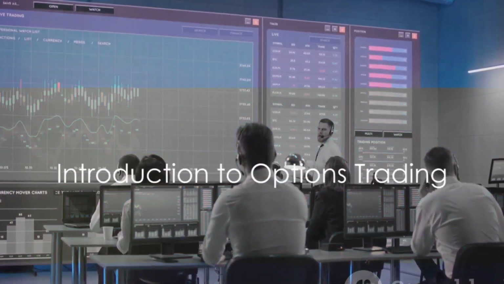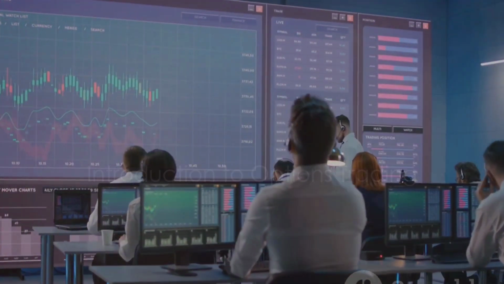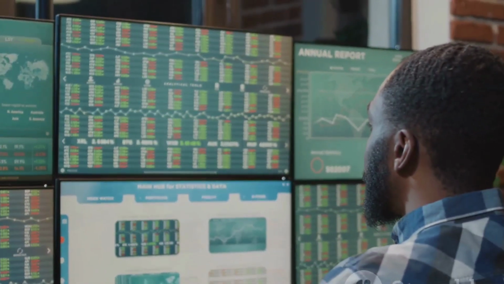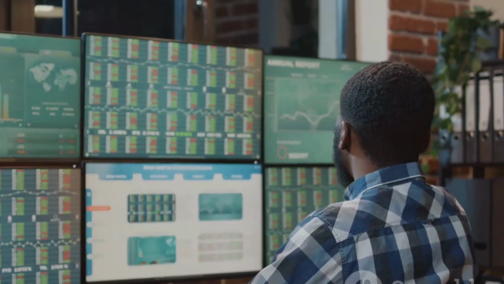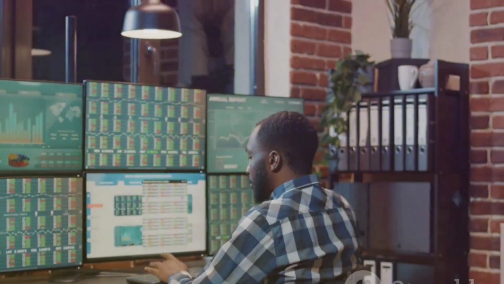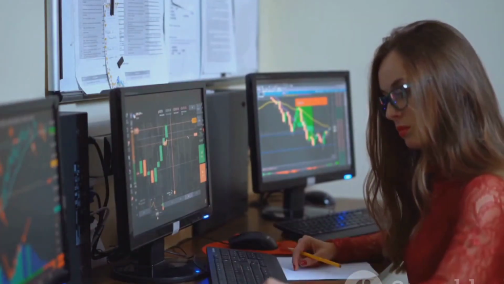Have you ever wondered how options trading works? Maybe you've heard about it and want to get in on the action. Well, you're in the right place, and we're about to demystify this concept for you. Options trading revolves around contracts, specialized agreements that grant the buyer the right, but importantly not the obligation, to buy or sell a specific asset. This could be a stock, a bond, a commodity, or even a currency.